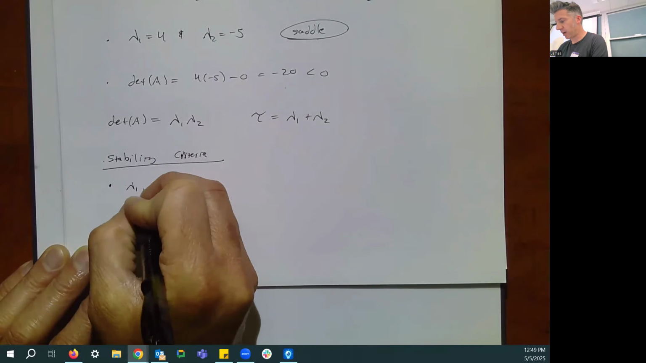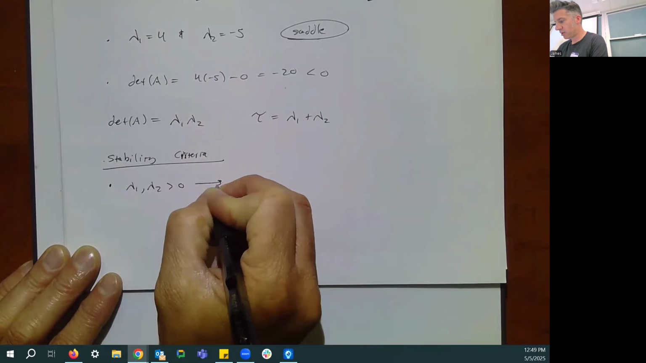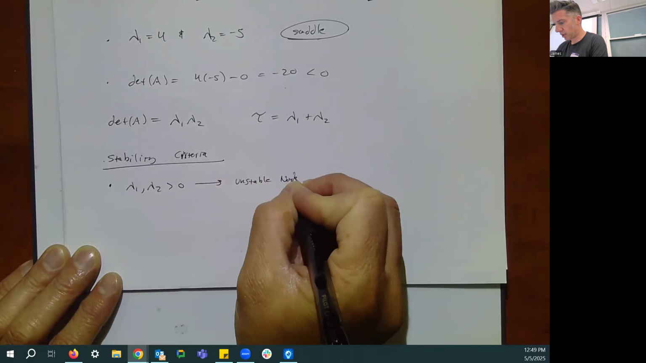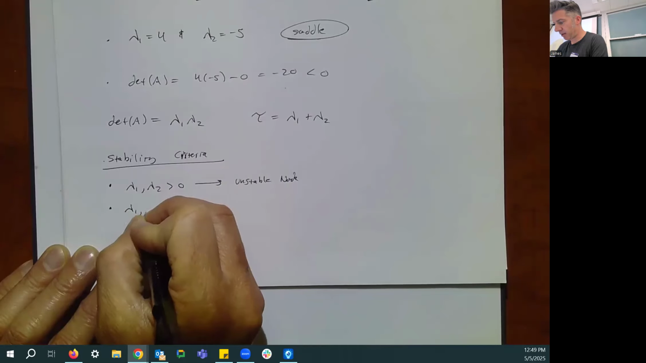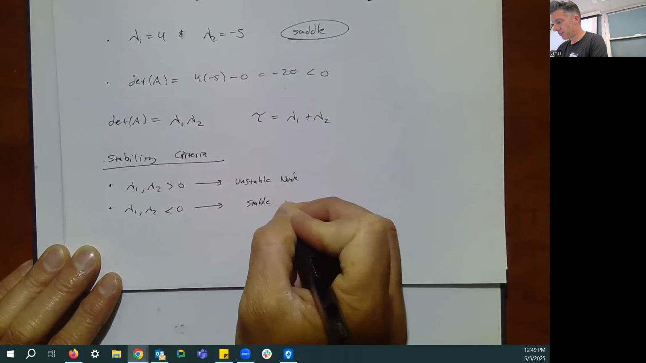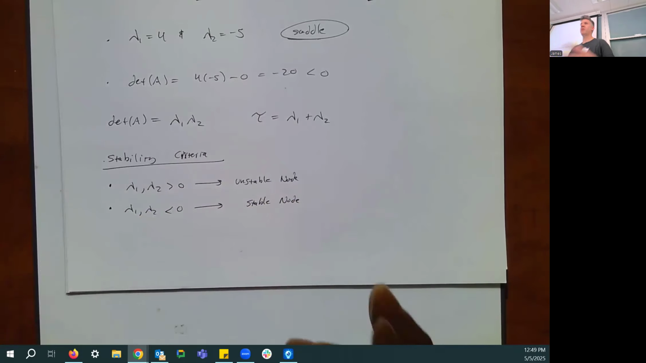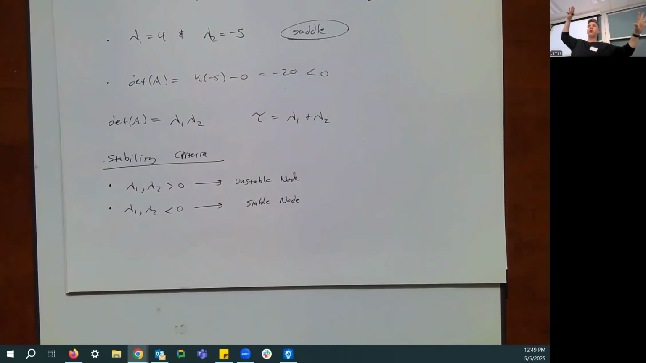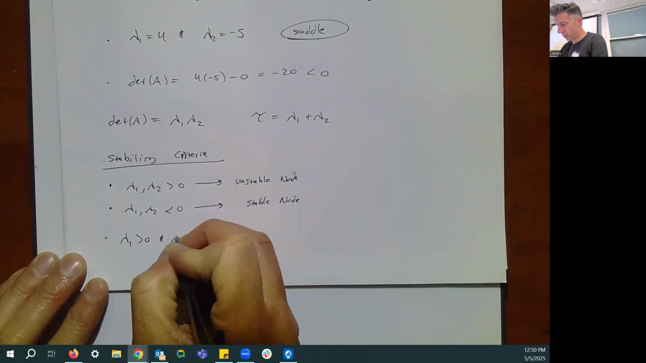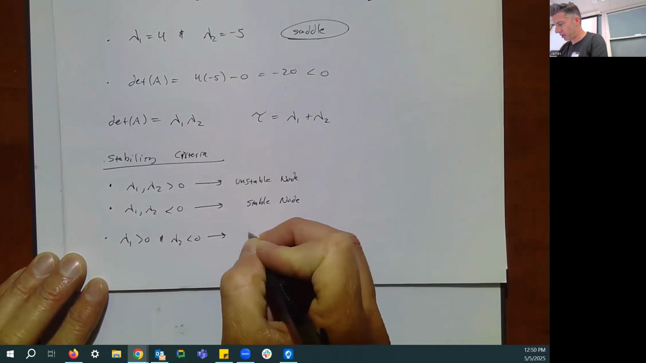If both eigenvalues are positive, unstable node. Both eigenvalues negative, stable node. And again, the node part just means everything's kind of pointing inward or pointing outward. It doesn't have to be like straight pointing in. It could have some curviness to it, but it's not like spiraling around. And then thirdly, one of each. One positive, one negative. We have a saddle.